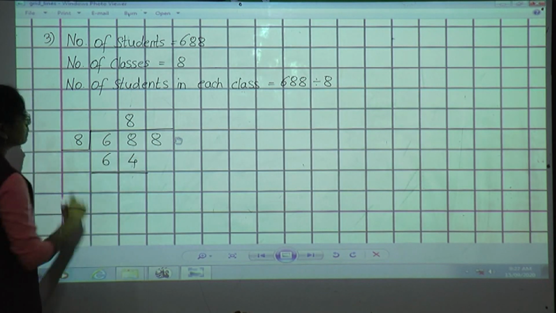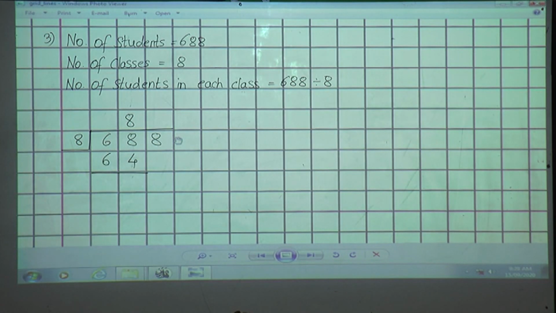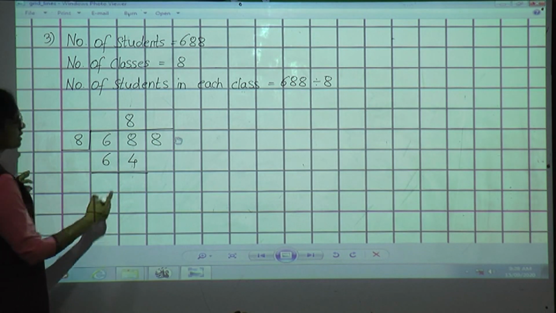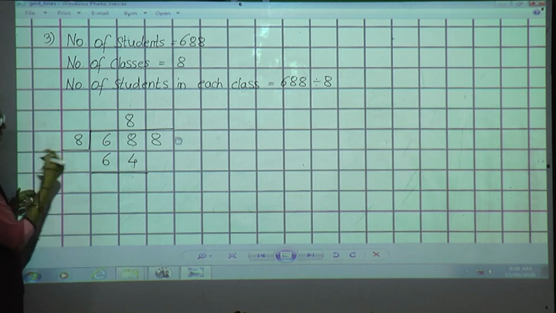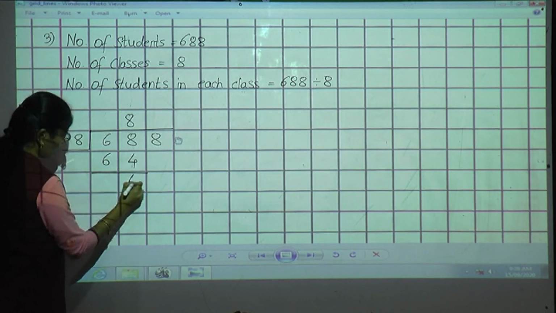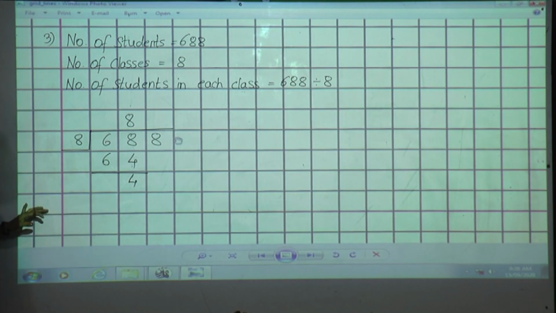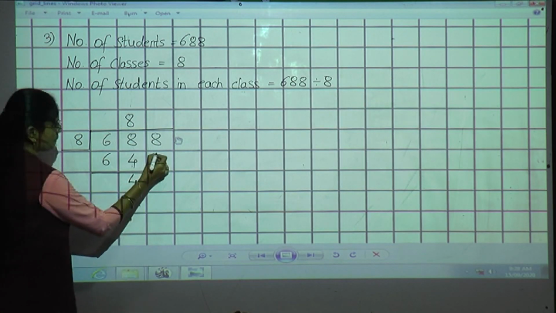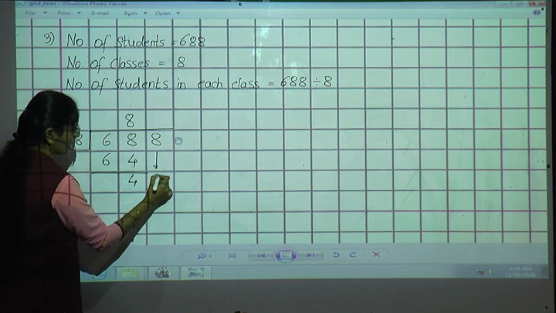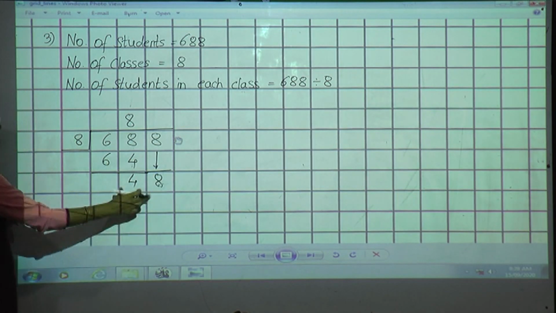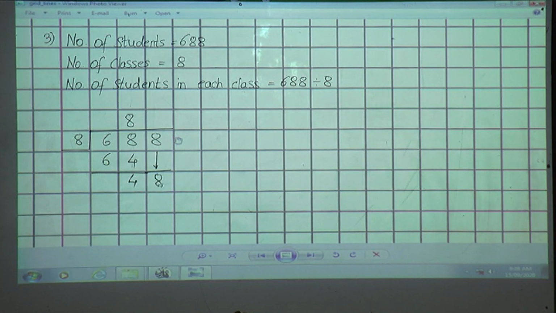Now 68 minus 64. Yes, count your fingers after 64 till 68. 4 are remaining. Now we will move to the next step. In the next step, this 8 will come down. So take this 8 down. Now here we have 48. Now do the division. 48 by 8.